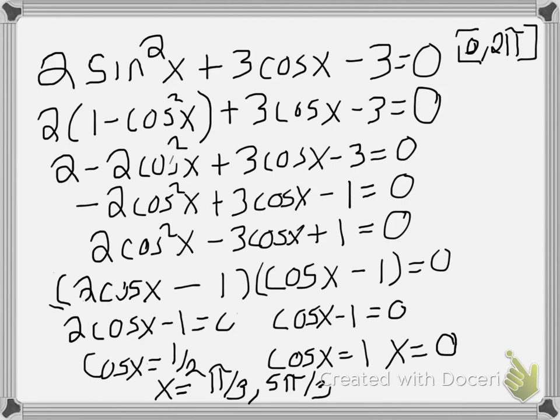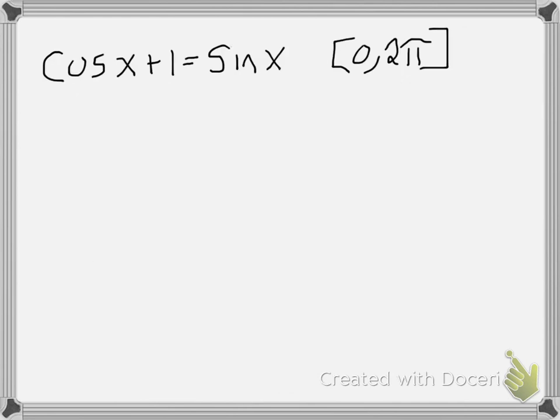So again, the key here is to realize I can't get rid of the cosine in the middle. Let's see if I can change the sine squared into something that has cosine squared. Okay? One more type of problem. Okay, so here we go.